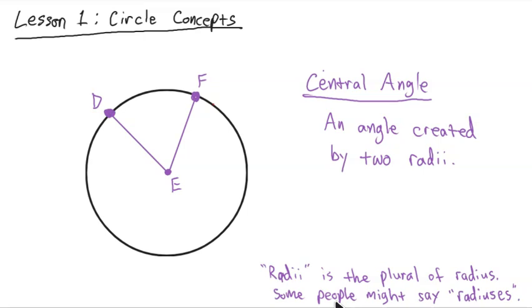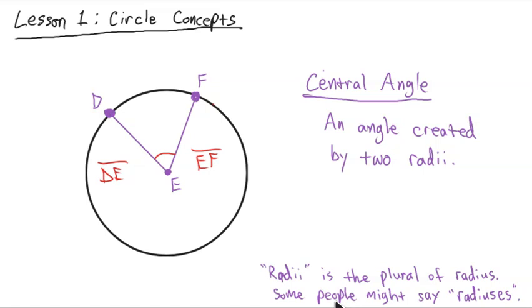And since all radii share an endpoint at the center, what we have here is this line right here is line segment DE. This line segment here is line segment EF, okay? And so EF and DE both have E as an endpoint. And since E is the center of a circle, that makes it a central angle, okay? Something you need to remember about central angles is the vertex is always at the center of the circle. So E is the vertex, and here is the angle right here, okay?